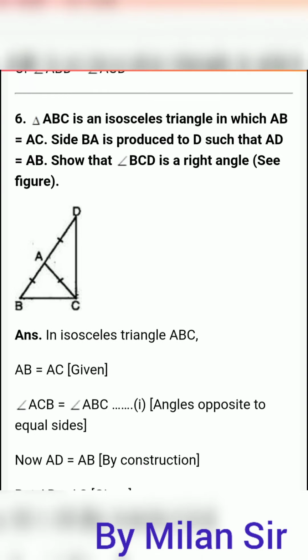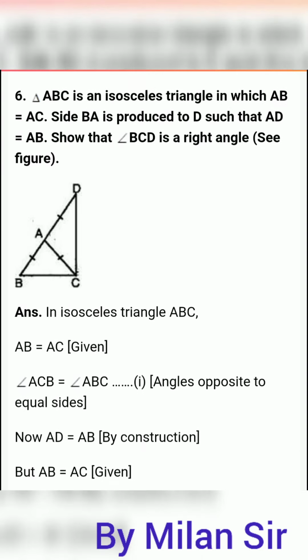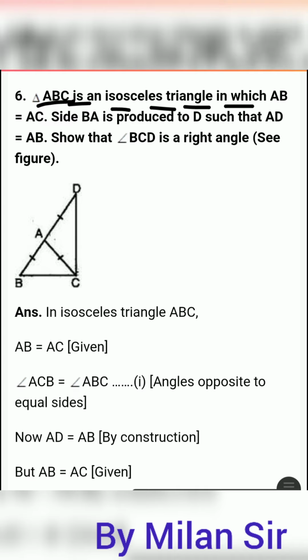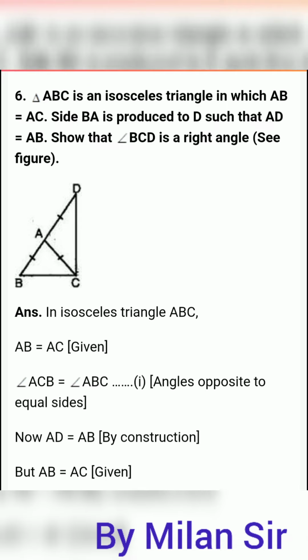After that, question number 6. Read this question. ABC is an isosceles triangle in which AB is equals to AC. ABC is an isosceles triangle in that AB is equals to AC. Now side BA is produced to point D such that AD is equals to AB. AD is equals to AB. Show that BCD is right angle triangle.